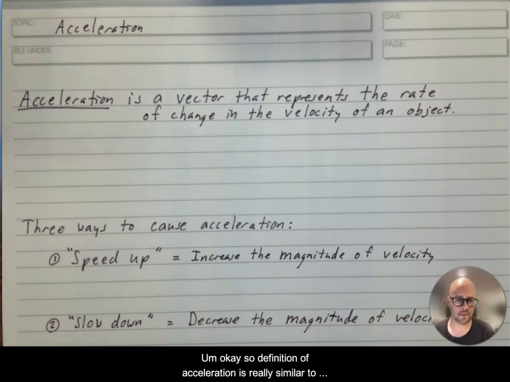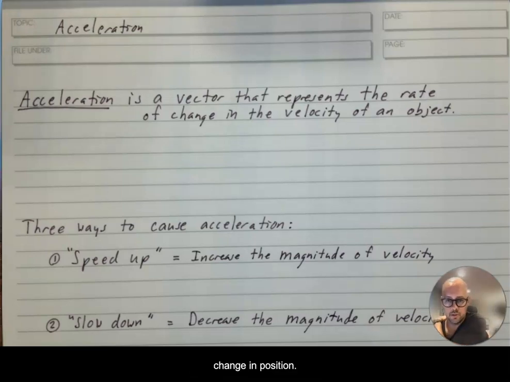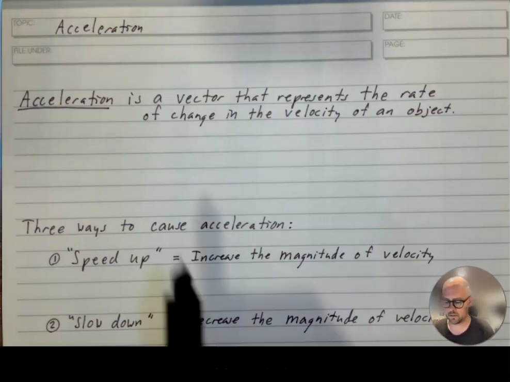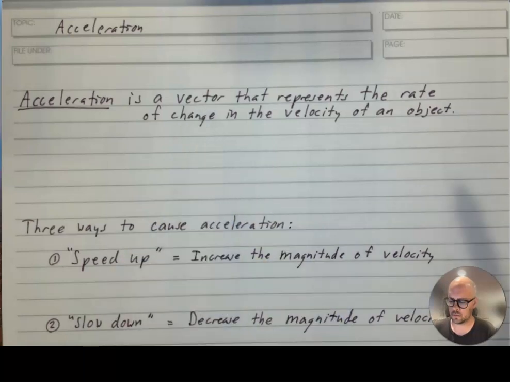Okay, so the definition of acceleration is really similar to the definition for velocity. Velocity was the rate of change in position. Acceleration, also a vector, represents the rate of change in the velocity of an object.